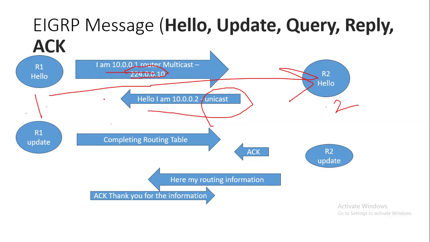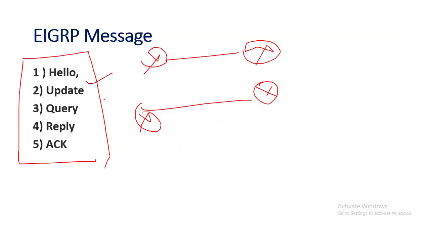Router 1 sends the routing information to router 2, and router 2 also shares its information with router 1. Once they have received any information under the update, they send an acknowledgement. So those are all the messages used while maintaining the neighborship in EIGRP: hello, update, query, reply and acknowledgement.